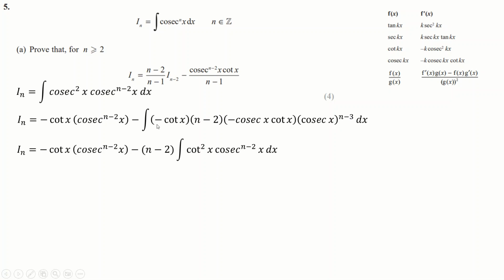So I think we get this, a bunch of minuses go away, and then this you can bring out to here. So we've got this now, and how do we deal with this? Well, let's deal with the cots. There's an identity using cot squared that's quite helpful, based on this original one.